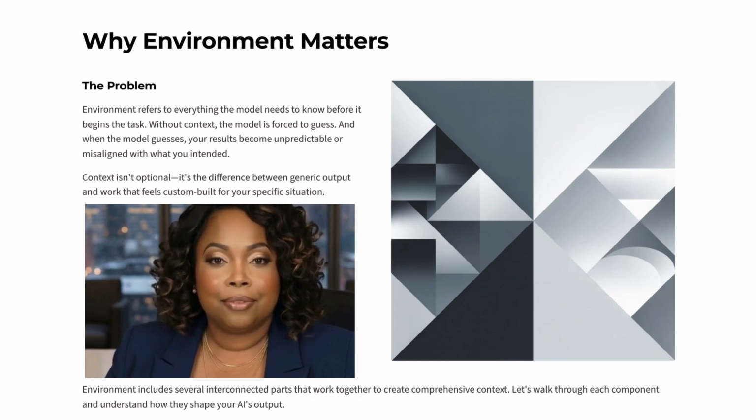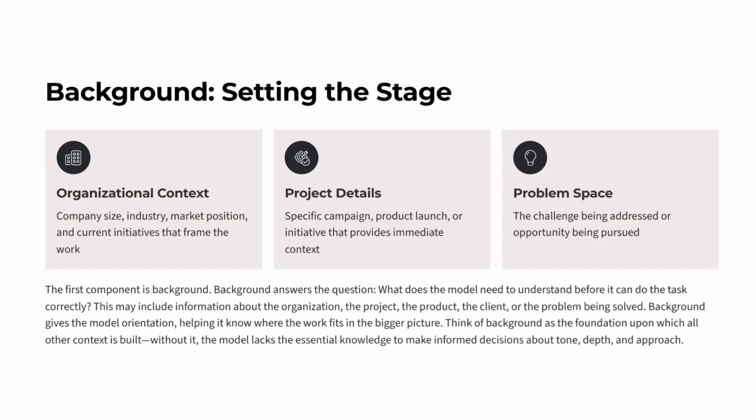Let's walk through them. The first is background. Background answers the question, what does the model need to understand before it can do the task correctly? This may include information about the organization, the project, the product, the client, or the problem being solved. Background gives the model orientation, helping it know where the work fits in the bigger picture.